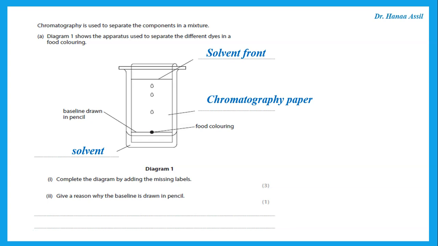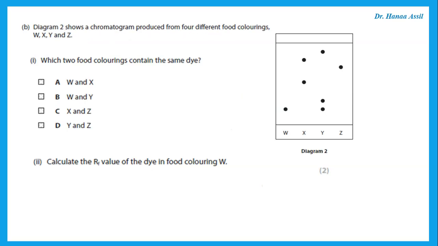Give a reason why the baseline is drawn in pencil. Why is the baseline drawn in pencil? We said this baseline has to be drawn in pencil because the pencil does not dissolve in the solvent, so it would not go up with the spots, and that would ruin the chromatography paper.